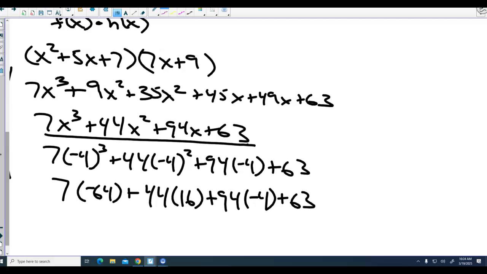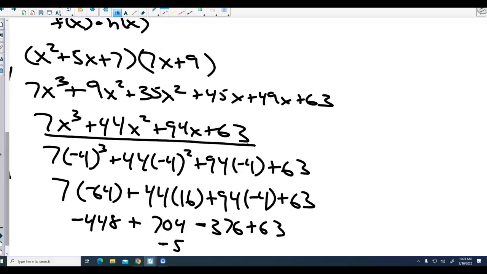7 times negative 64, negative 448. Plus 44 times 16, 704. Minus, because 94 times the negative 4 is going to be negative, negative 376 plus 63. And I'm just going to add them up. So plus a negative 448, and then plus 704, plus 63, and we're going to get an answer of negative 57. That's our answer.